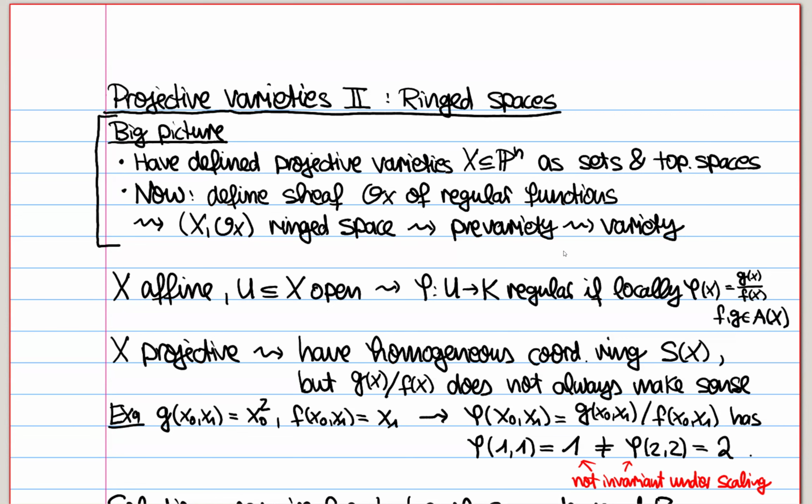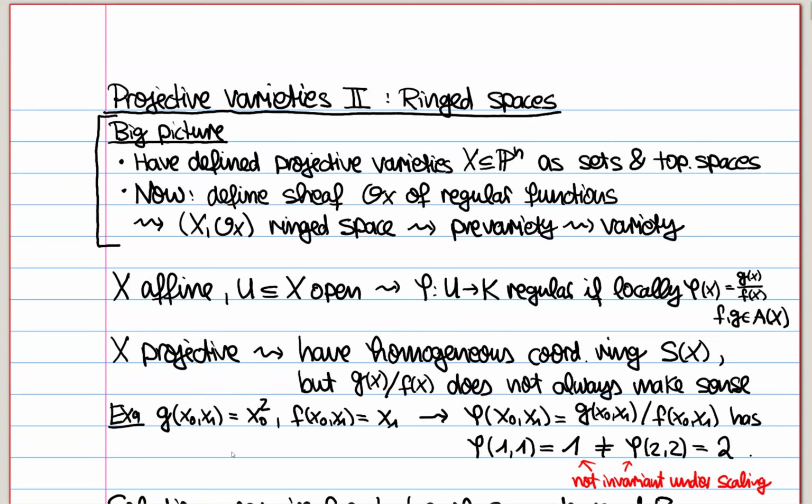Okay. And so we need to define regular functions. When X is an affine variety and U is an open subset, then we know a regular function means that locally it is given as the quotient of two polynomials, so as the quotient of two elements in this coordinate ring A of X. Now, when X is projective, then we have this homogeneous coordinate ring S of X. But the problem is, for arbitrary g and f, it still doesn't make sense to write g of x divided by f of x as a function on X.